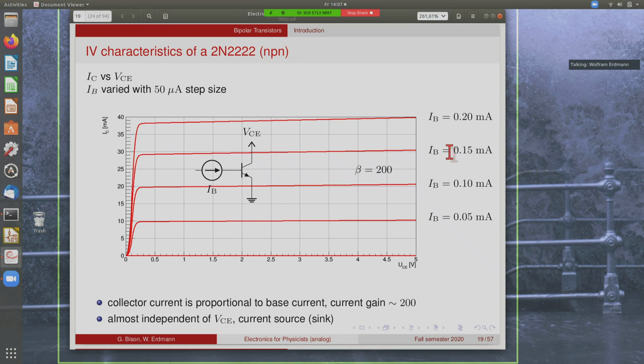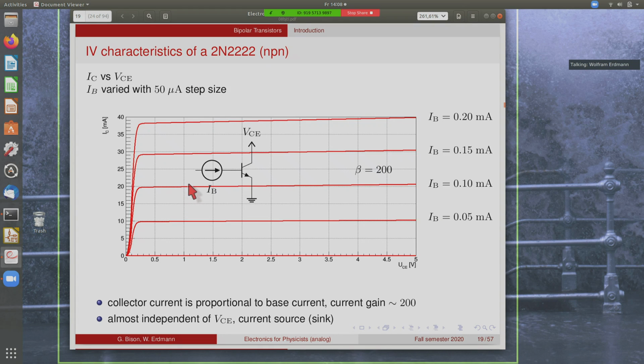Here's another plot showing something similar. Now, instead of the base emitter voltage, we vary the base current in constant steps, in this case of 50 microamps. And you can see that the collector current in the active region now rises in constant steps. So it's directly proportional to the base current, and the current gain for this transistor is about 200, which is a fairly typical value for this bipolar transistor.